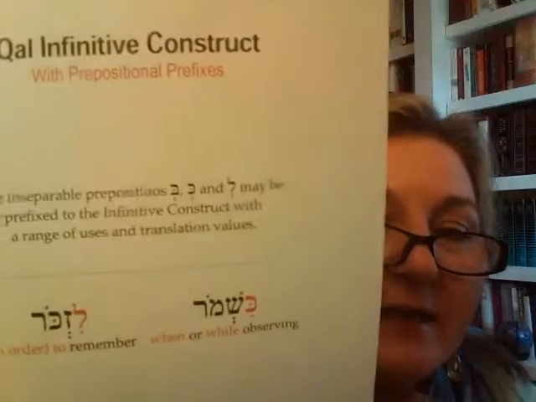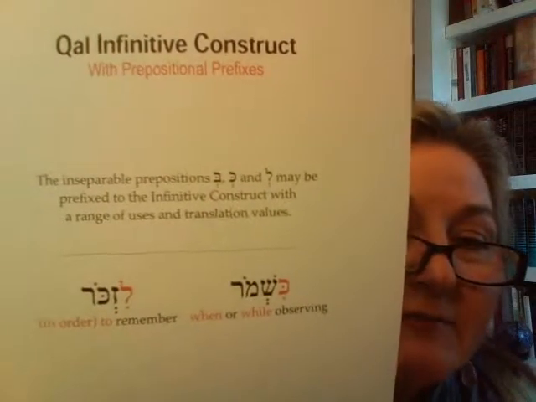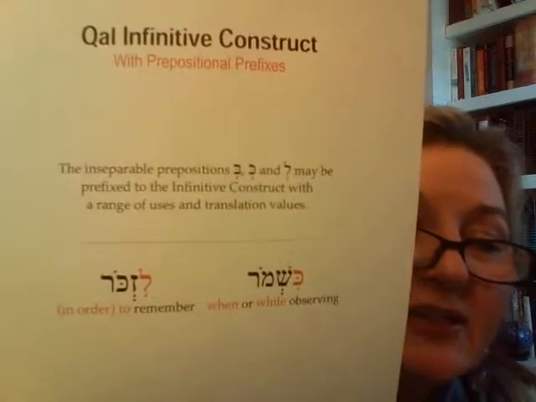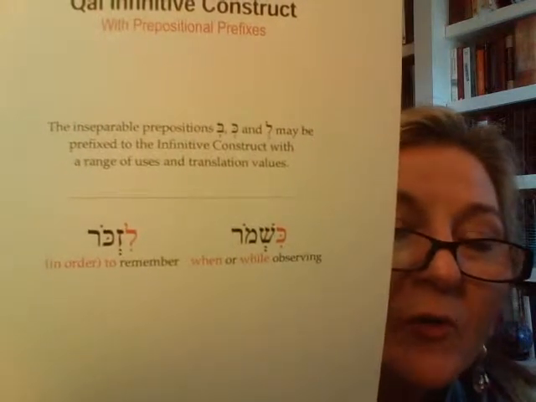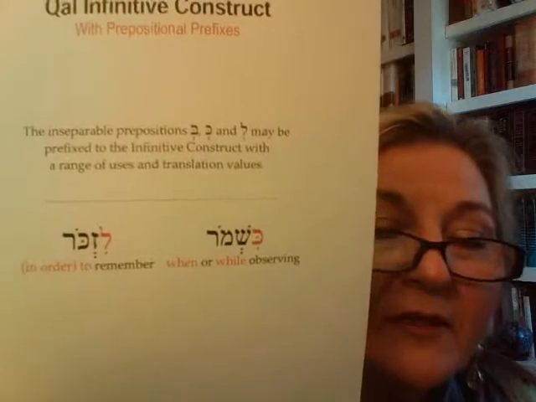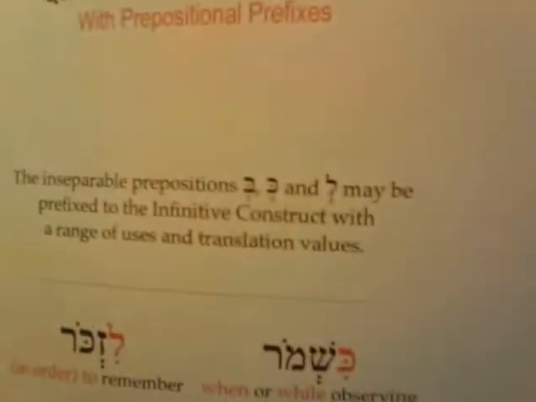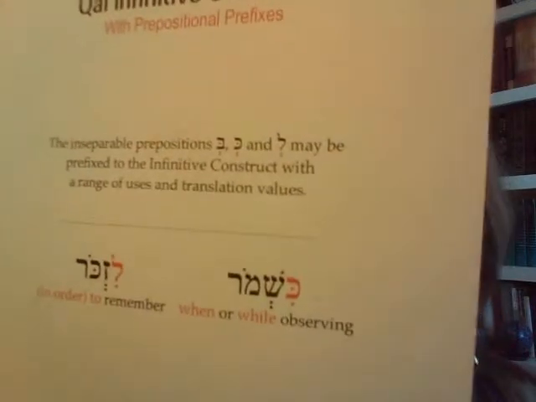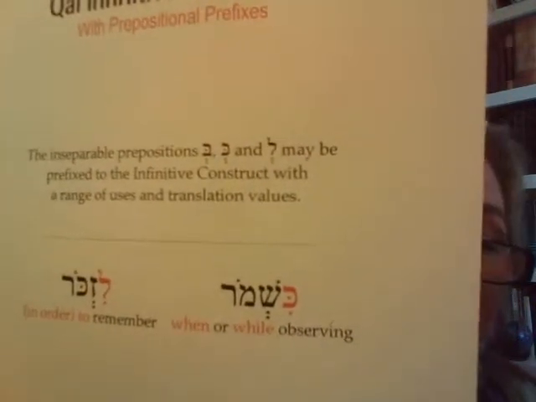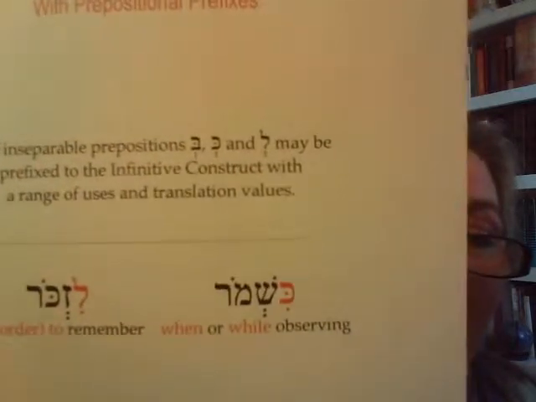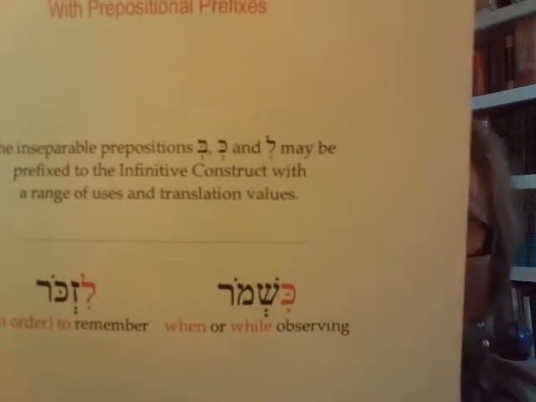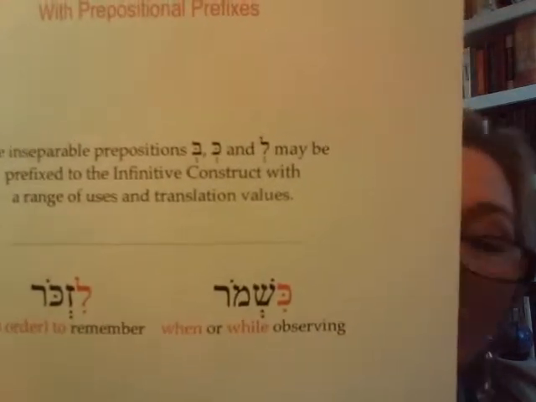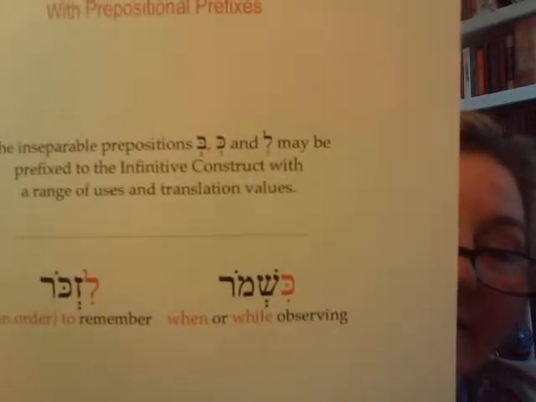Now, the inseparable prepositions, lamed, kaf, and bet, can be prefixed to the infinitive constructs with a range of uses and translations. When you put your lamed in front of it, it means in order to or to. When you put your kaf in front of it, it means when or while. For example, you have zakar, which of course means to remember. You have lizkor here, and when it's prefixed with that lamed, it means in order to remember. Then you have shmor, and it's prefixed with the kaf, and it's kishmor, when or while observing.